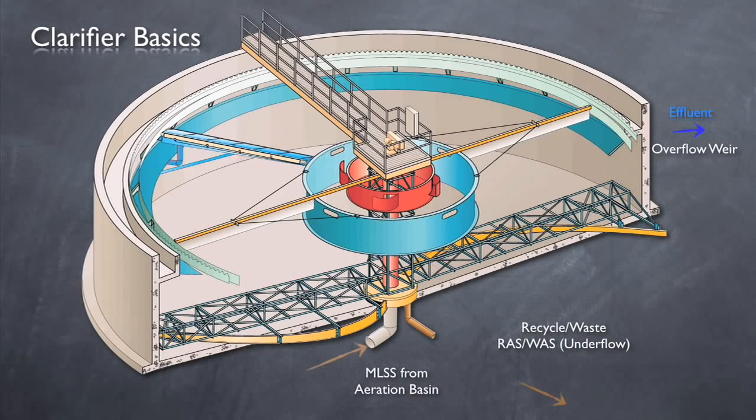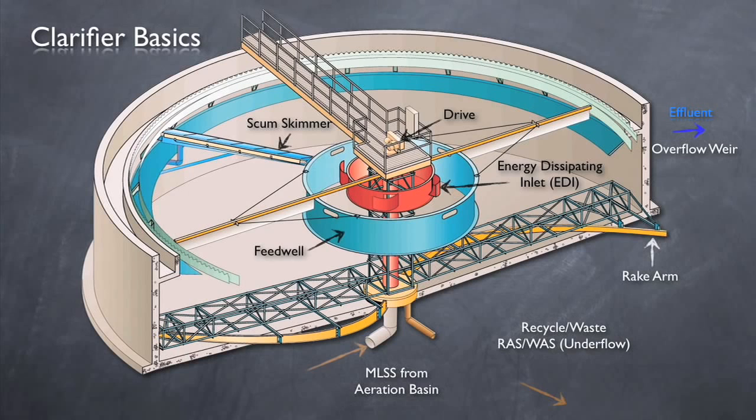Finally, grease, oil, and other floating material is removed by a skimmer on the surface. Without going into too much detail, some other important components of a circular clarifier include the rake arms, an energy dissipating inlet, the drive mechanism, a feed well, and a density current baffle.